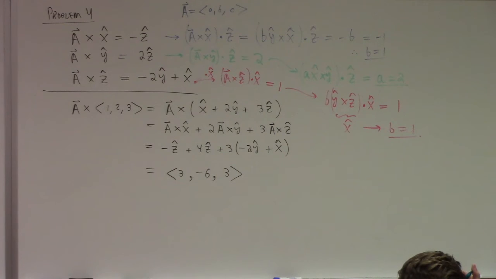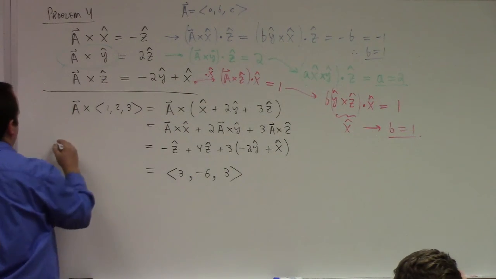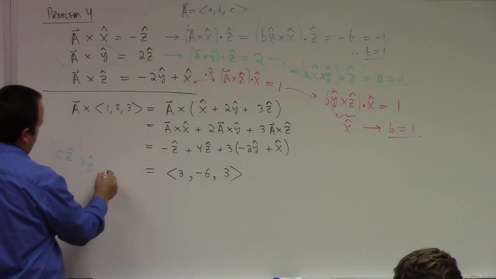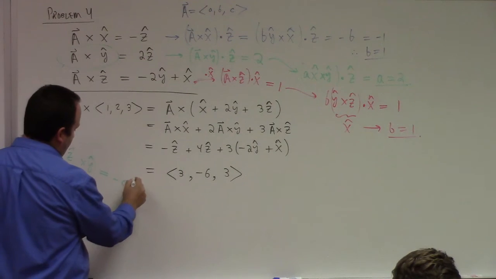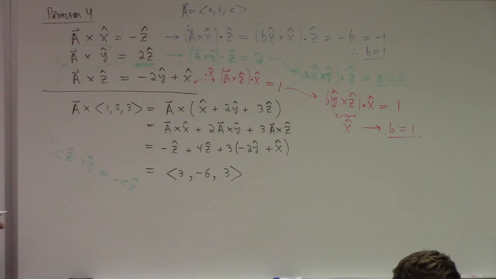If there was a C term, for example, this one, I would have had C z hat cross y hat, right? And that would have given me what? Z cross y hat is minus c x hat, right? But as you look at the other side, there's no x hat, right? So the only way that can be is if C is 0. But that's a good question.